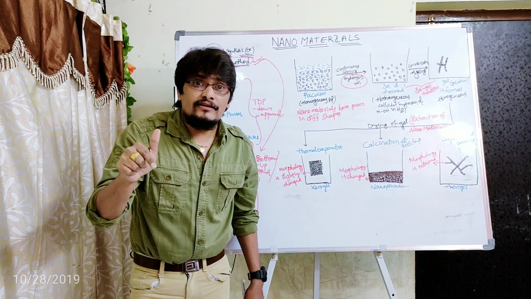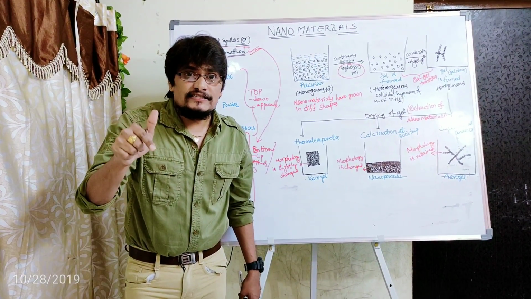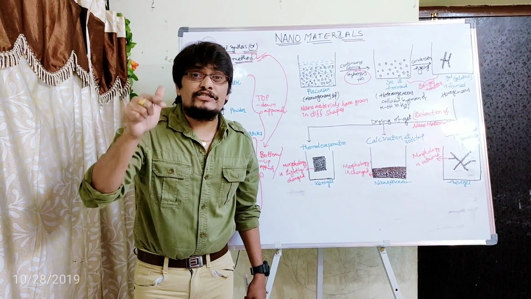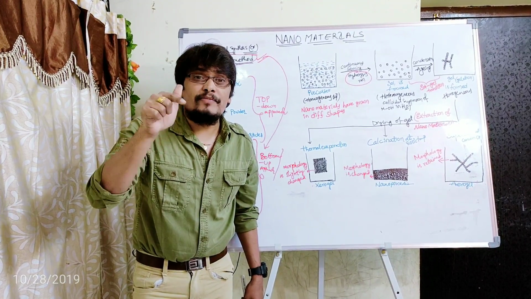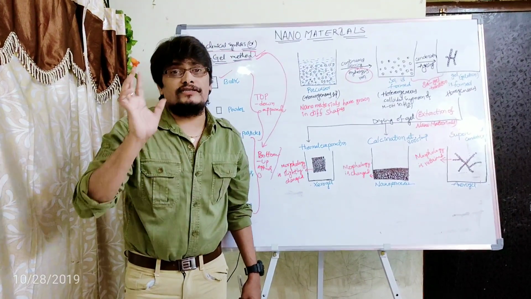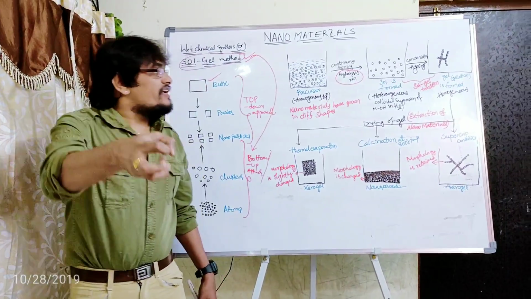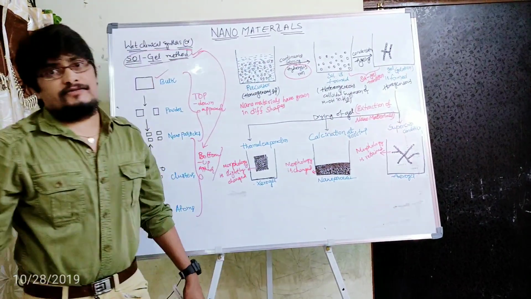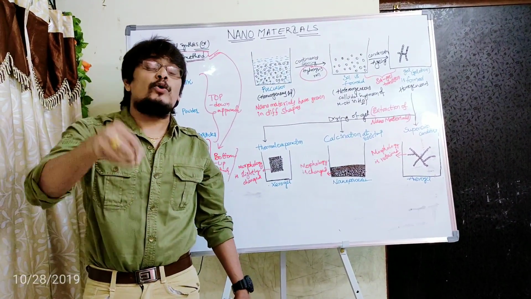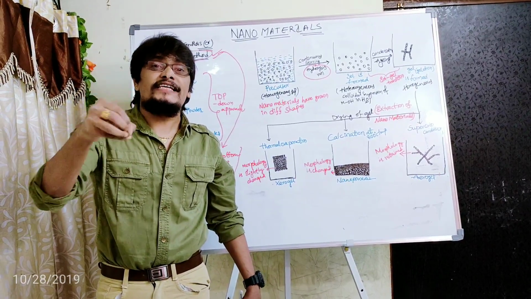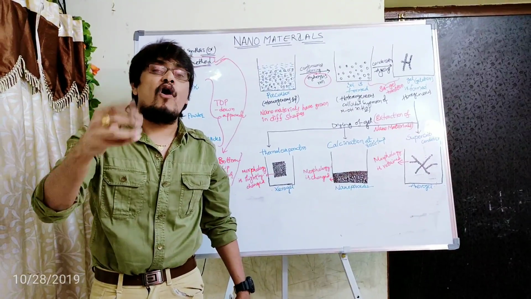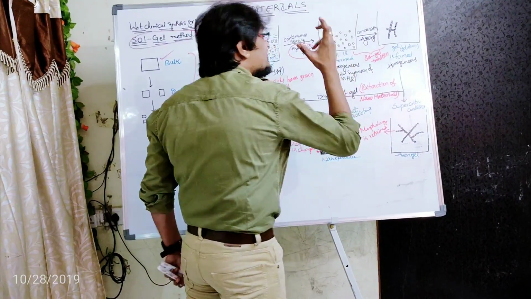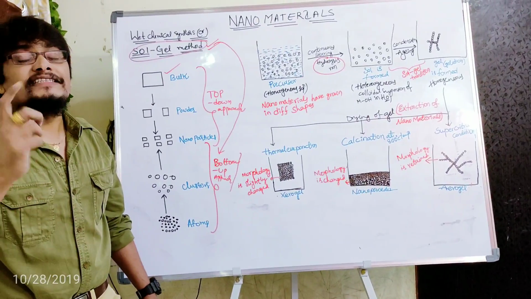What is that nanomaterial? This particular synthesis is helpful for preparing nano-sized metal oxide. So nano-sized metal oxide has been formed, students. Now what we need to do? We have to extract the nanomaterial, which means we have to extract the nano-sized metal oxide which has been formed. For the extraction, we have to dry the gel.